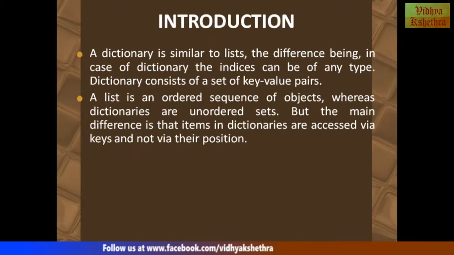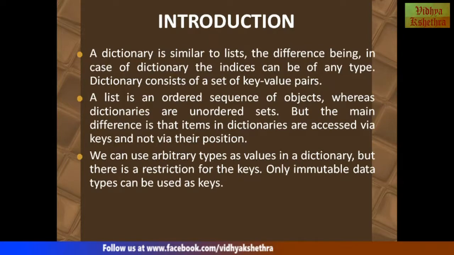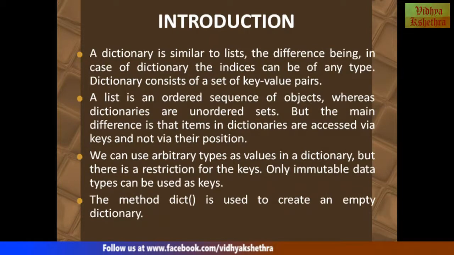But the main difference is that items in dictionaries are accessed via keys and not via their position. We can use arbitrary types as values in a dictionary, but there is a restriction for the keys. Only immutable data types can be used as keys. We can use a list or tuples as keys. The method dict is used to create an empty dictionary.